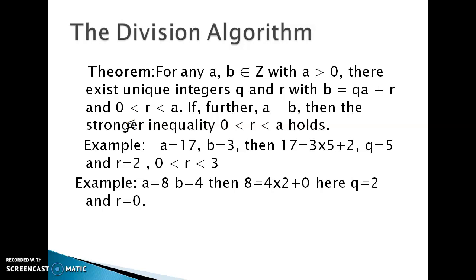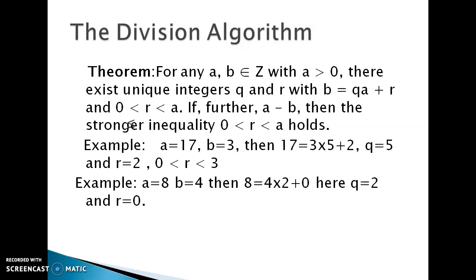Next, we switch on to another theorem. Only the statement I will let you know now in this lecture, this being the first lecture. The theorem says: for any two integers a and b, with a greater than 0, there exist unique integers q and r with b is equal to aq plus r, and 0 is less than or equal to r is less than a. If further a does not divide b, then the stronger inequality 0 is less than r less than a holds.